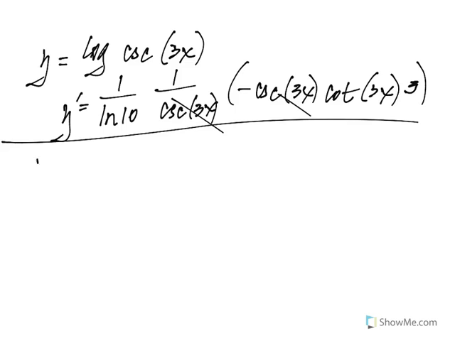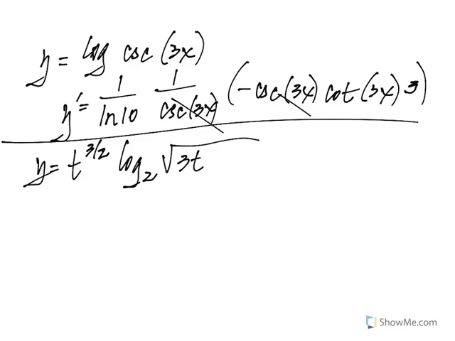All right, let's take a look at another quick one here. We've got y is equal to t to the 3/2 times log base 2 of root 3t plus 1. This is going to be a mess. All right, I think first of all, I'll change that root to the 1/2 power to make this maybe a bit easier to see.